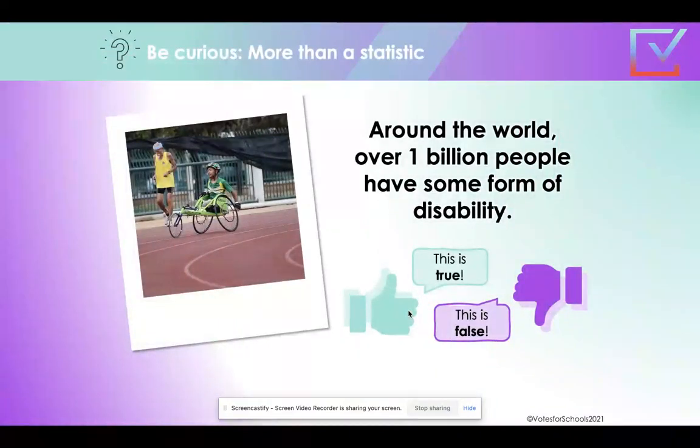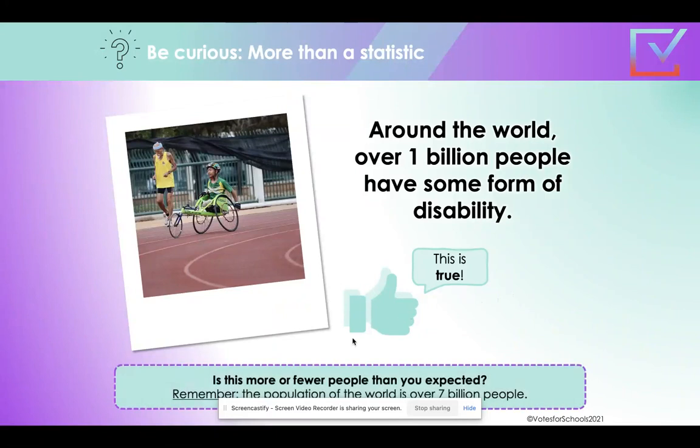Around the world, over 1 billion people have some form of disability. Thumbs up now if you think this fact is true, thumbs down if you think it's false. This is true. Is this more or fewer people than you would have expected? Remember, the population of the world is over 7 billion people.